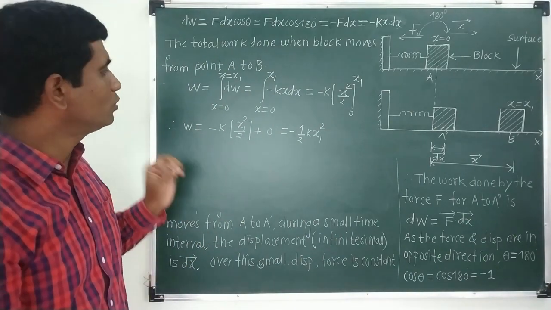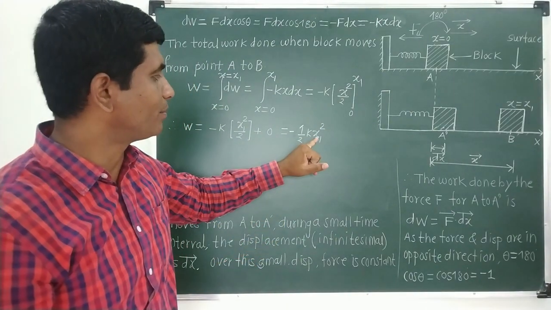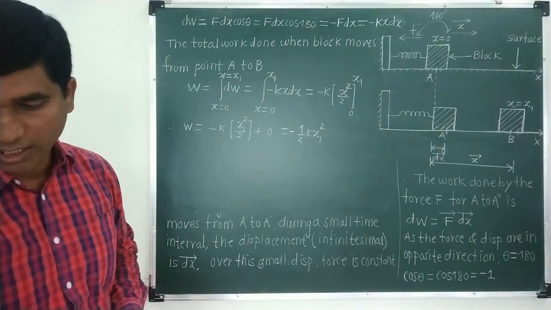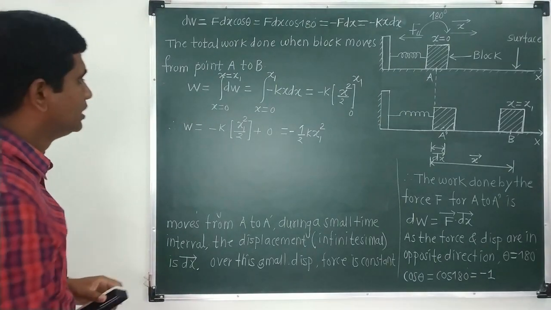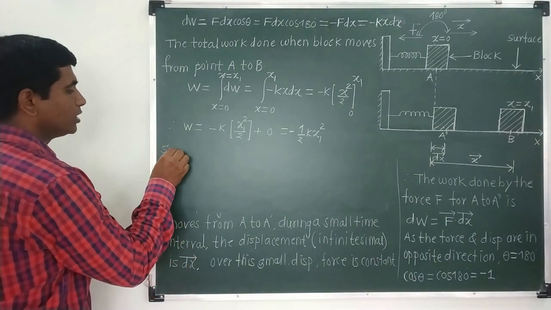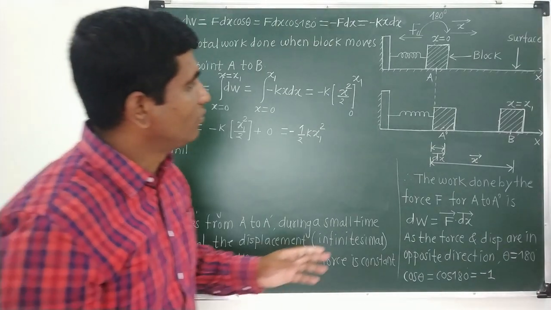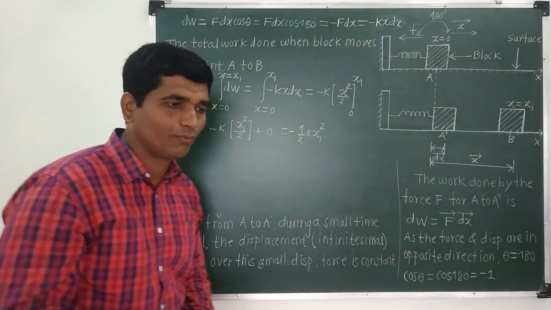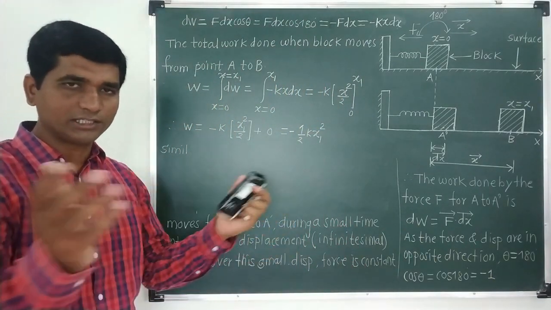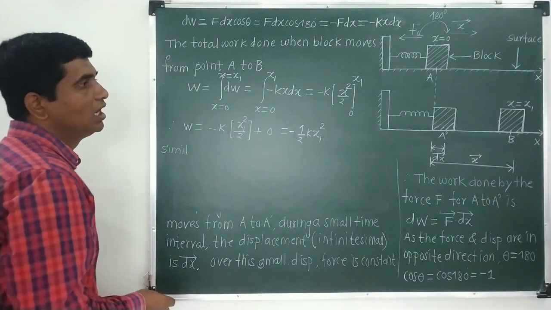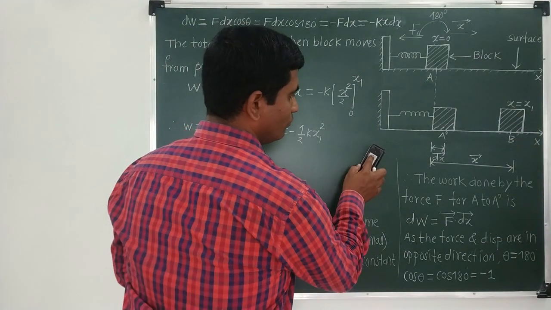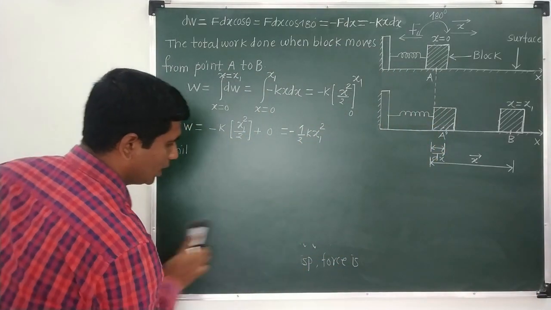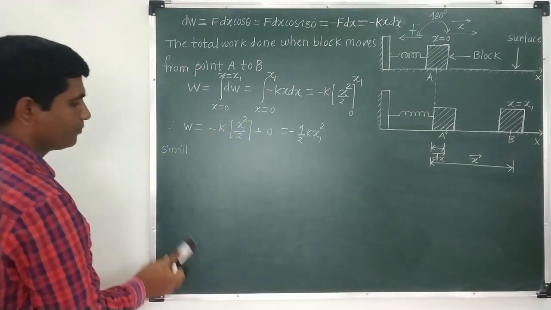So you just have to consider that the work done depends upon the final and initial position of the block. Now we will try to calculate work done. With this work done we have considered the block moving from point A to point B. Now we will consider a general situation. We will start from one point and go to another point, and from that point we will again come back to the original position.